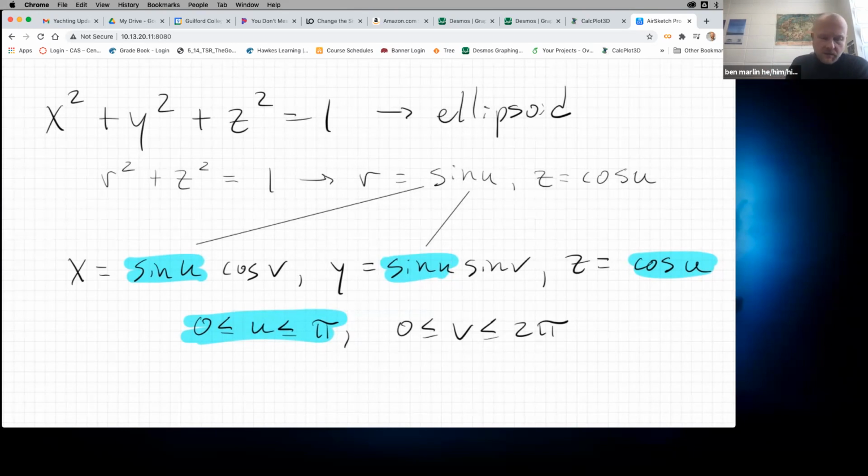So if you take a look at what we've got here, this x squared plus y squared plus z squared equals 1, if you make the conversion into cylindrical coordinates, you have r squared plus z squared equal to 1, which looks like the equation of a circle. But the circle in question lives in the RZ plane, not the XY plane.